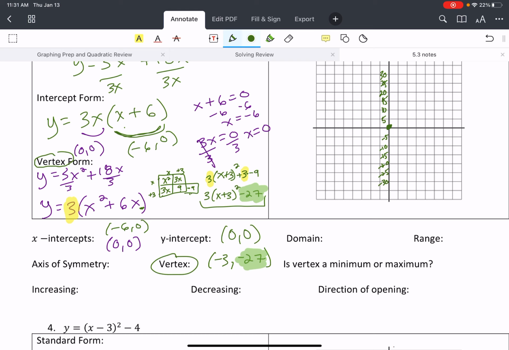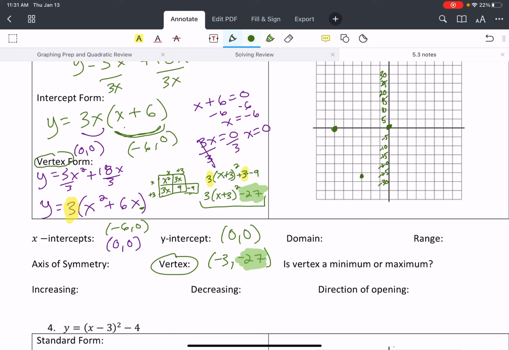So if I plot my vertex, and then I plot my other x-intercept, 1, 2, 3, 4, 5, and I plotted my y-intercept, I've got a problem on this one I haven't run into yet, which is why I changed my mind and decided I wanted to go through it with you.